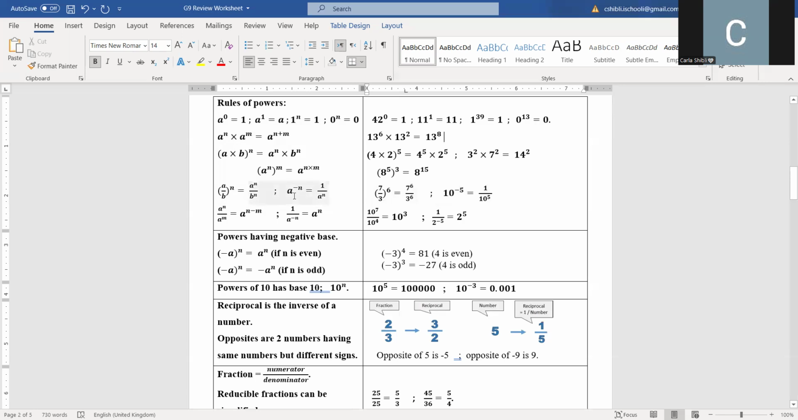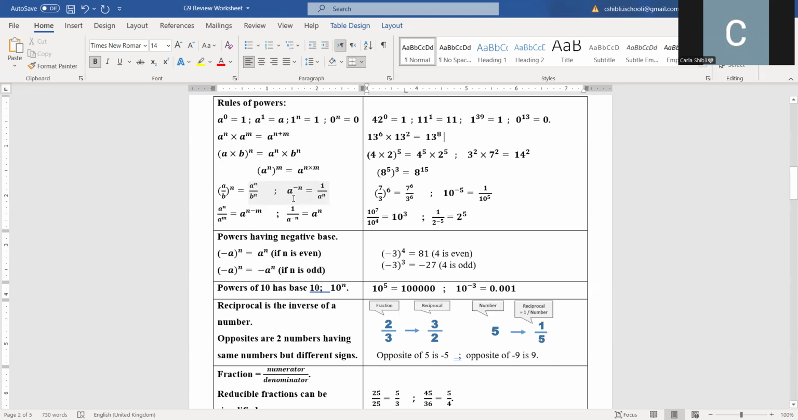Now, if I'm talking about powers having negative exponent, always the negative exponent should be changed into positive. A to the power negative n. Here, the fraction is a to the power negative n over 1. So I get the inverse of this fraction, or the reciprocal of this fraction. I flip it. It becomes 1 over a to the power n.